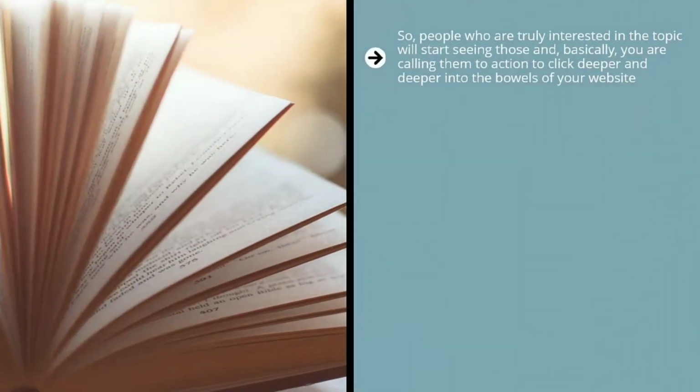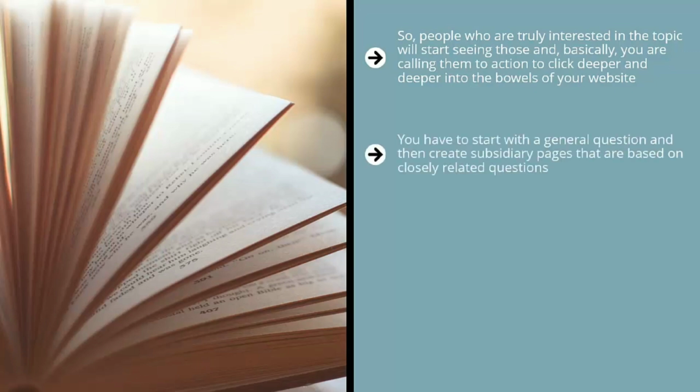So people who are truly interested in the topic will start seeing those, and basically, you are calling them to action to click deeper and deeper into the bowels of your website. Compare this to basically just random interlinking where you go from one page to just another regular page, which may not be all that related. You're not going to be building authority. People are just going to bounce out of that page because that's not the information they're looking for.